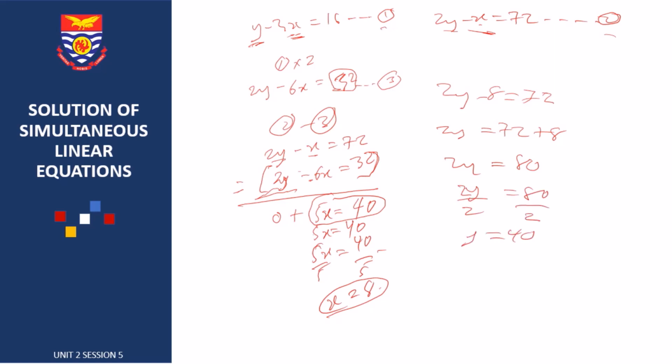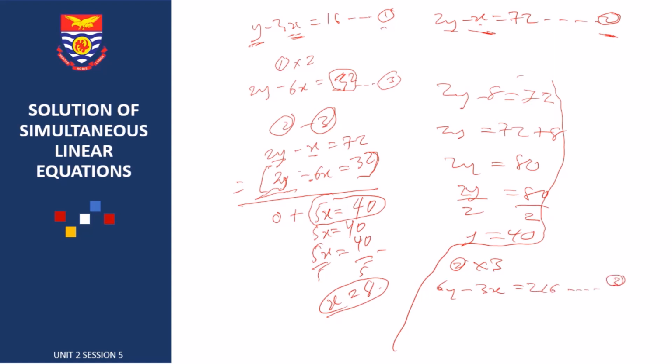This we could have done otherwise. We could have multiplied equation 2 also by 3. Assuming we multiply equation 2 by 3, now we are going to get 6y minus 3x, then 72 times 3 will get 216. This one we can also call equation 3.